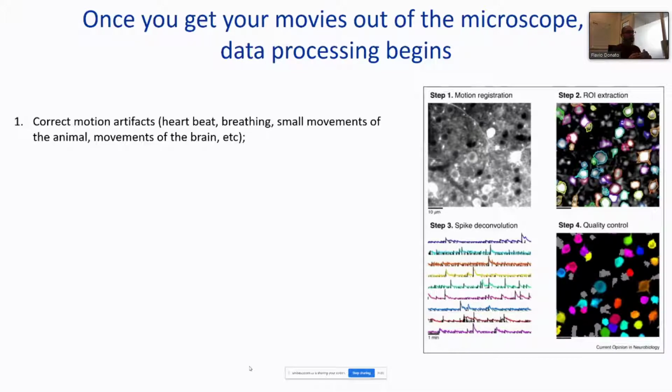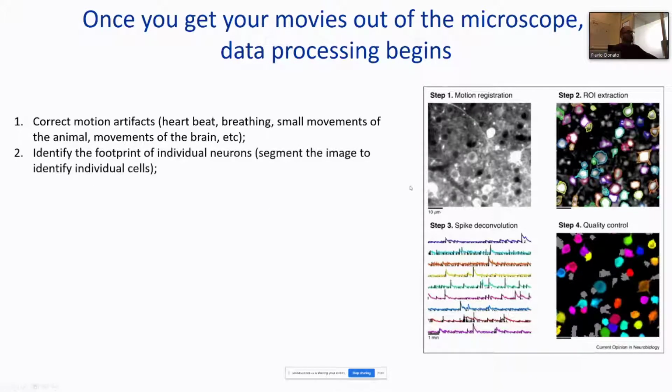If you've ever been at the microscope, you know what I'm talking about. The heart is beating, the mouse is breathing, it's doing small movements, and they all impact the way in which the cells actually are moving. Your brain moves in your skull to an amount that you would never consider possible. This is one of the biggest problems every time you do surgeries on the brain. So the first thing that you do is you register the motion, so align all the frames of your movie to one another.